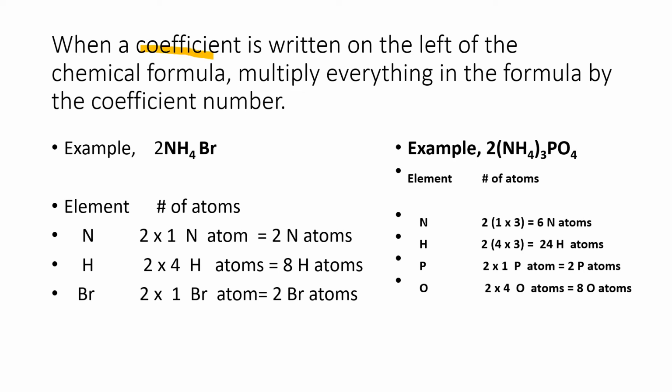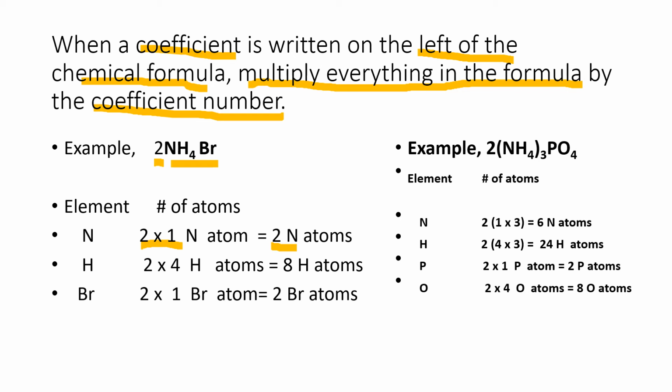Now, when a coefficient is written on the left of the chemical formula, multiply everything in the formula by the coefficient number. So let us have an example. 2 ammonium bromide. The coefficient is 2 and then NH4Br. So that means you have to multiply the coefficient by the subscript of each atom. So for this one, the subscript of nitrogen is 1. So that is why you have 2 times 1. You have 2 nitrogen atoms.